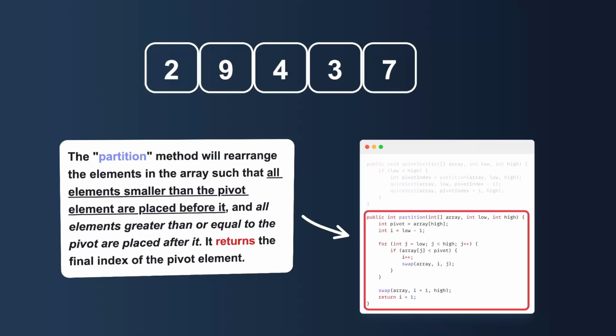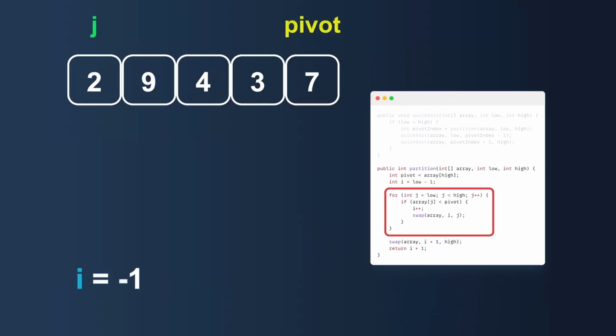Now going into the for loop, j starts out at 0. Is 2 less than 7? In this case it is, so we're going to increment i and then swap the values at i and j. Well, i and j will both be equal to 0, so we just swap 2 with itself and it just stays in the same place. Increment j, now we ask is 9 less than 7? It is not, so we don't do anything.